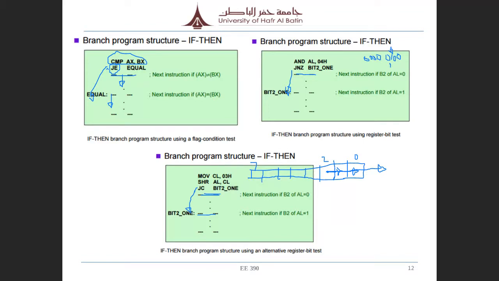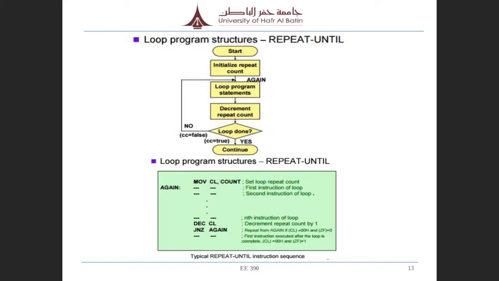Okay, so these are the things. It's called the if-then structure. That means if something is true, it will perform the jump, otherwise it will go to the next line. It's like that.